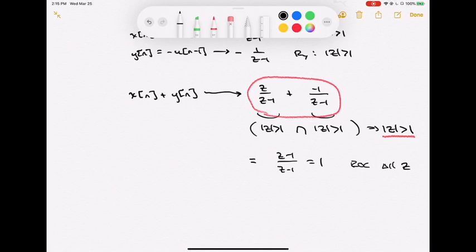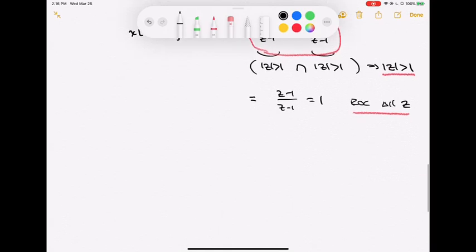So we took the intersection of the two regions of convergence, Rx and Ry. We got that norm z greater than 1, but because the pole was canceled through that linear combination, we saw that the region of convergence actually increased in size. It got bigger. So it was at least as big as norm z greater than 1, and in fact was a bit bigger.